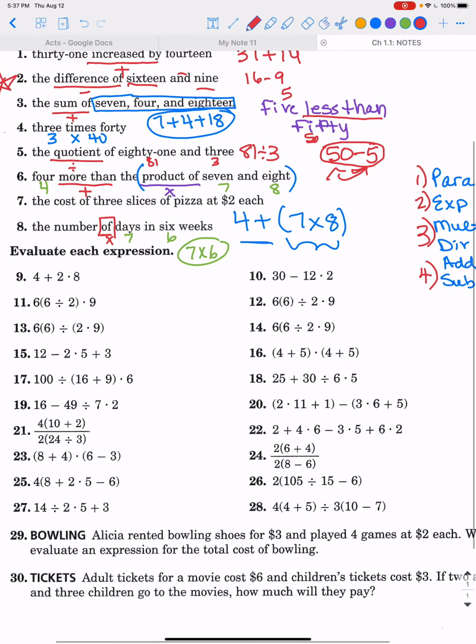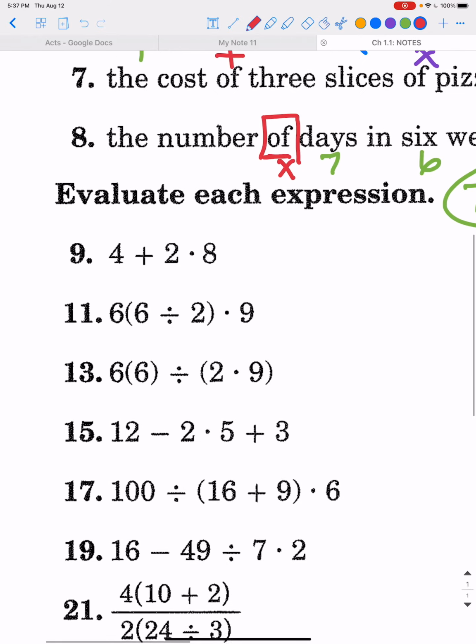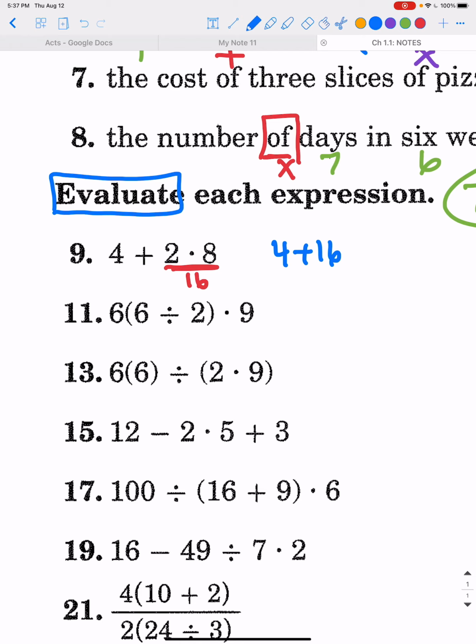Let's look at a simple one at first. Let's look at number 9 here first. So we've got 4 plus 2 times 8. Well, looking at PEMDAS, we do multiplication first. So we're going to do these two first. Well, 2 times 8 is 16. Okay? So now what we're left with is 4 plus 16, right? And since it says evaluate, we're getting it all the way down to a single number. 4 plus 16 is 20. So your final answer here is 20.